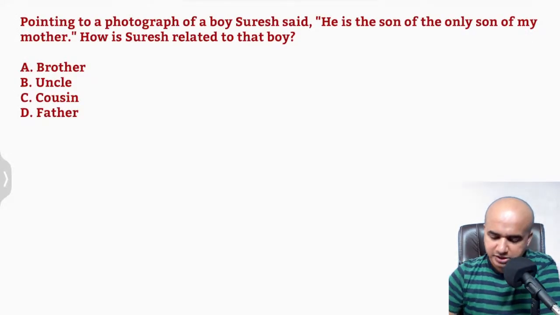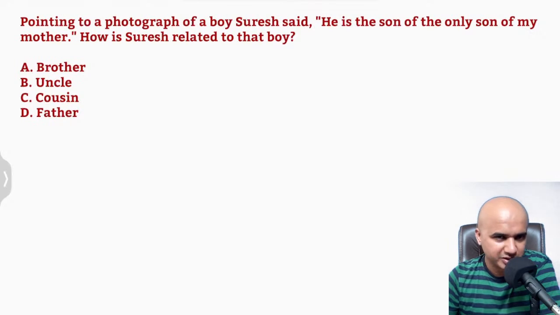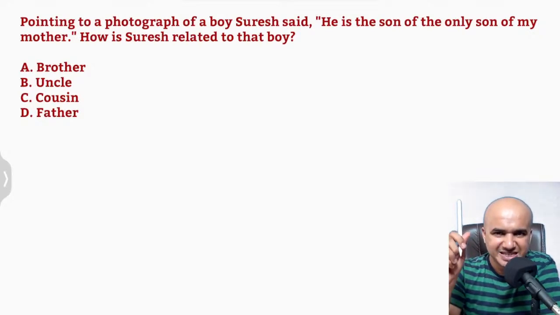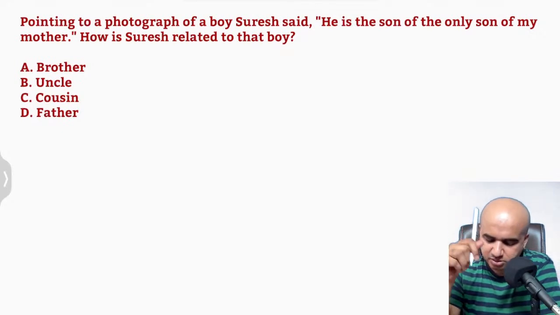Welcome back. Let's now look at blood relations. As the name itself says, it's all about blood relations, and all that we need to do is identify the relationship between the parties given in the question. So now let's start with the first one. In this case, they say, pointing to a photograph of a boy, Suresh said, "He is the son of the only son of my mother." How is Suresh related to that boy?